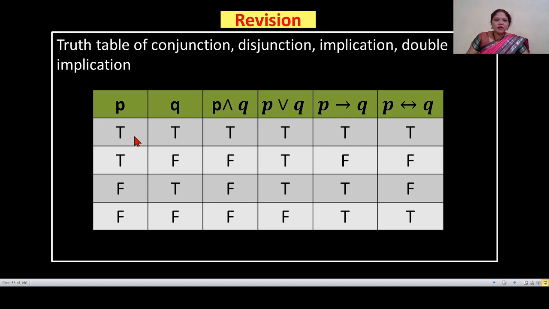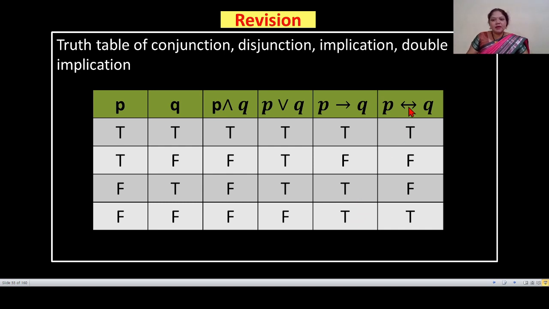We know that if both statements are true, then their conjunction is true, otherwise conjunction is false. And if both statements are false, then their disjunction is false, otherwise disjunction is true. And implication is true in all cases except when the first statement is true and the second statement is false, then their implication is false. That is, P statement is true and Q statement is false, then their implication is false. In all other cases, implication is true.